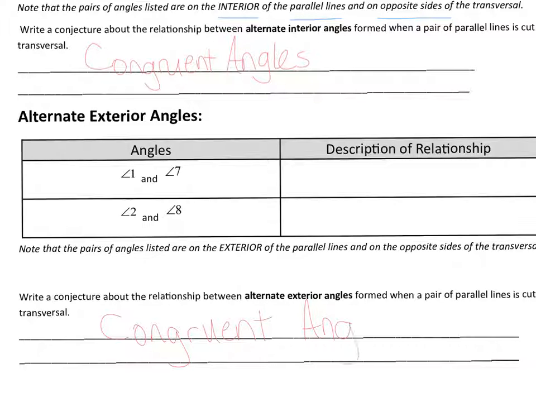And regarding their position, they are on the exterior of the parallel lines, and they're on the opposite sides of the transversal. So if you look at number 1 and number 7, they're on the outside of the parallel lines. 1 is on the left of T and 7 is on the right of T. Or for 2 and 8, they're on the outside of the parallel lines. 2 is on top, 8 is on bottom, but 2 is also on the right of line T, and 8 is on the left of line T. So that's what they mean by outside or exterior of the parallel lines and opposite sides of the transversal.